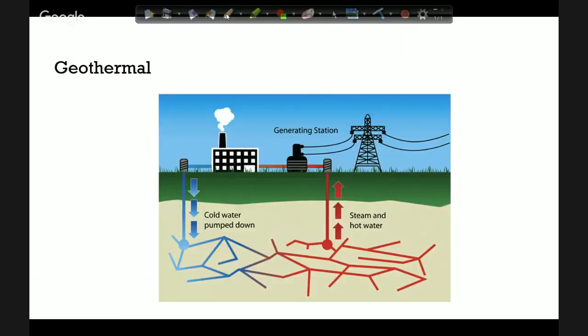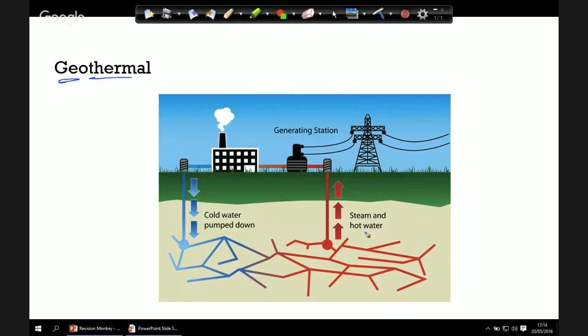Another one I want to go in a little bit more detail is geothermal. With geothermal, again, we're using the heat of the earth. So naturally, in some places, we can access the heat from further down into the earth, where it's going to be really hot, and there's lots of hot rocks. And what we can do is pump cold water down to those hot rocks. That will be naturally heated by the hot rocks, and it will come back up as steam and hot water. And hopefully you've got the clue now that the steam will then turn the turbine, which will turn the generator and generate electricity.